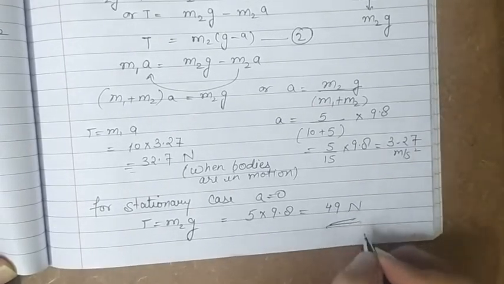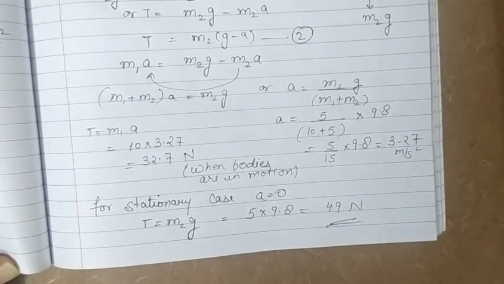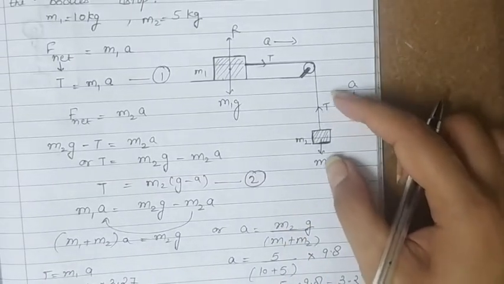So this is the answer for the tension when net force on each body is 0, or we can say that there is no motion of bodies. Since there is no motion of bodies, that's why these forces are balanced.